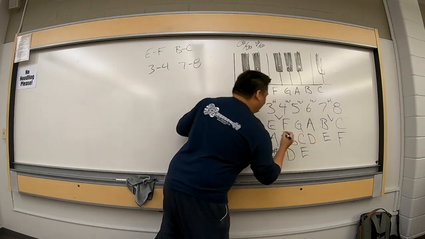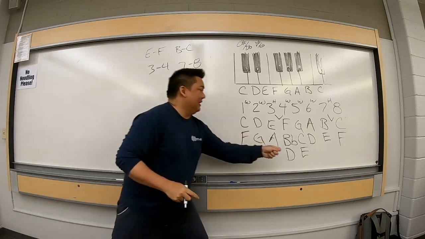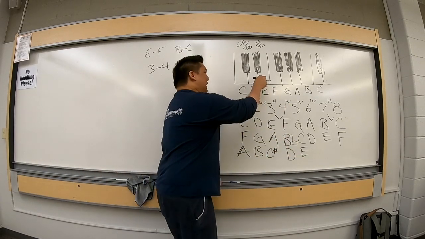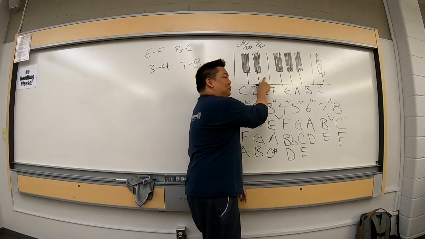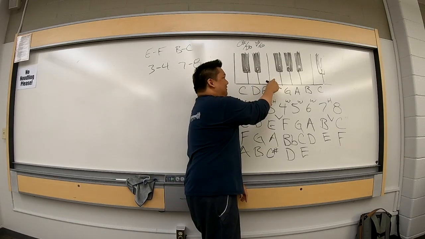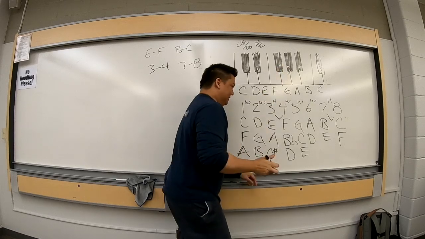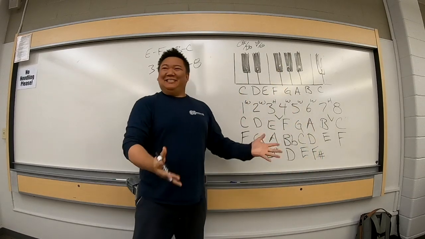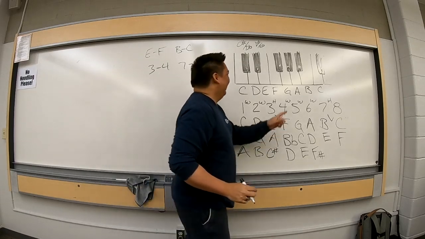5 to 6, half or whole? Whole step. But I'm dealing with an E. Something weird is about to happen. Here's my E. I need 2 half steps. What's one half step? F. What's another half step? F sharp. Why not G flat? Because we need an F. See? Easy. Here's my F sharp now.